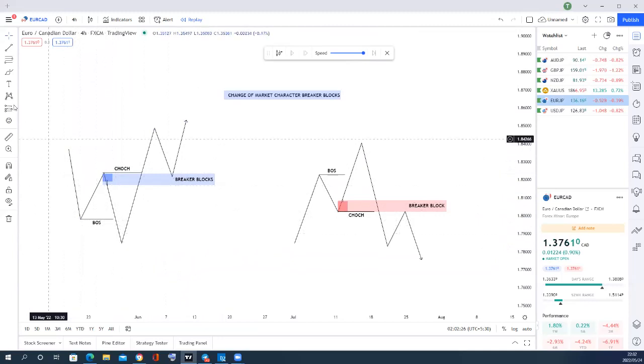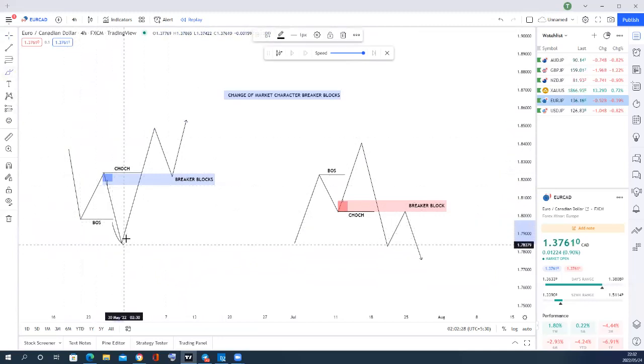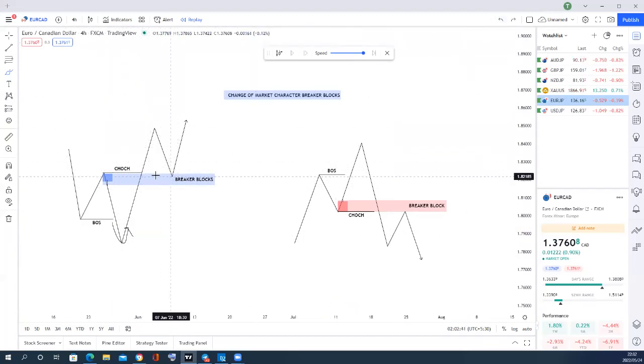The market breaks our low, it grabs its liquidity, and then it fails to respect this high here. And then it goes up. Once it goes up, it grabs its liquidity. Technically, once it breaks that level, we know that we're introduced to a change of market character. And then the market comes back down to our breaker block.